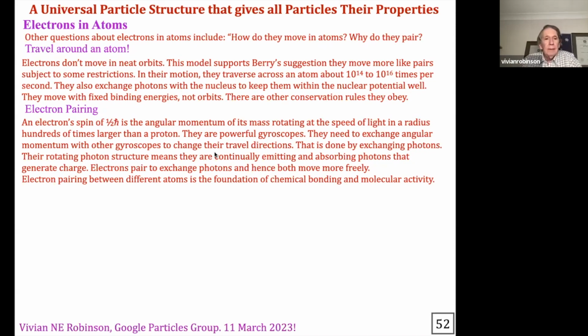So now electron pairing between different atoms, as we know, is the foundation of chemical bonding and molecular structure, and what enables us to build the universe, what is responsible for the world we see around us.